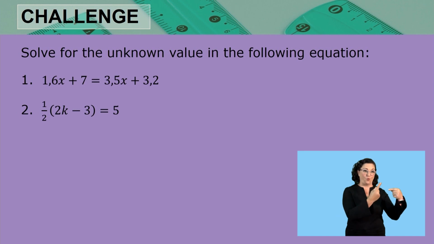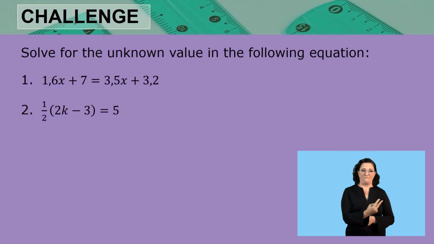The first one in our challenge is 1,6x + 7 = 3,5x + 3,2. Do you think you can solve for that? You can still apply those rules and ways that we learned in this lesson. The second one says 1/2, and this 1/2 is multiplied with (2k - 3) in brackets, and the answer is 5. Do you think you can solve for this equation? I think you can.